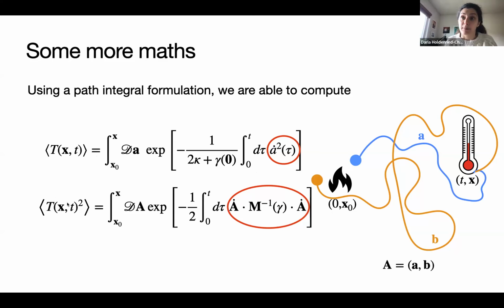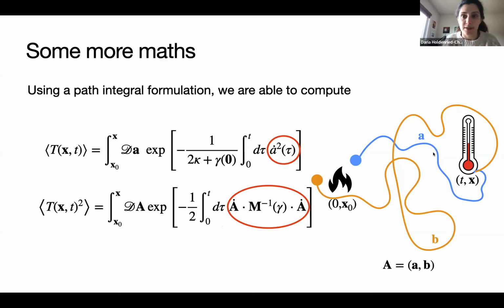If we look at the temperature squared, we now don't depend only on one path, A, but we depend on this vector path, capital A, that depends on the paths A and B. And these don't simply multiply each other, but they're related via a matrix M that depends on the correlations of the velocity. So essentially, this is telling us that this quantity depends on how close in space the two paths come together. And this makes calculating this quantity much more difficult.